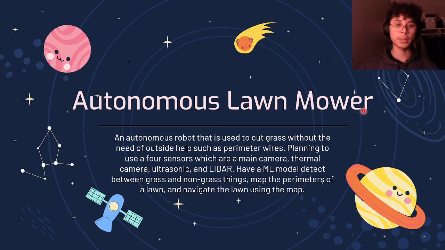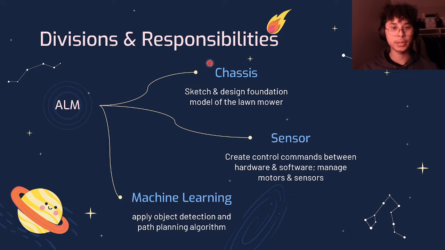So first, what is an autonomous lawnmower? The basic idea is just to have this robot that is capable of cutting grass without basic human interaction. This robot should be able to use the sensors, things like the main camera, the ultrasonic and LiDAR, to detect objects surrounding the lawnmower and decide where it should go. And we'll also have a machine learning model to detect whether something is grass or non-grass things. Along with that, it'll also try to map the perimeters of the lawn and then navigate the lawn using that very map.